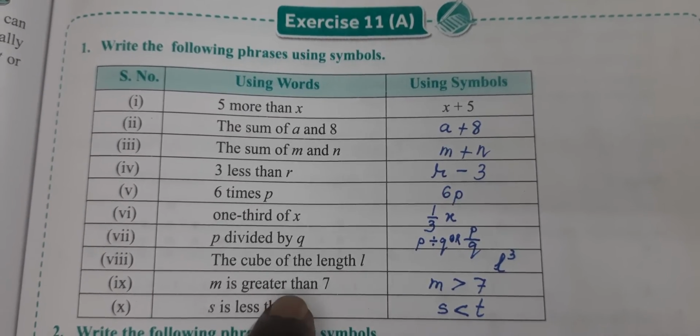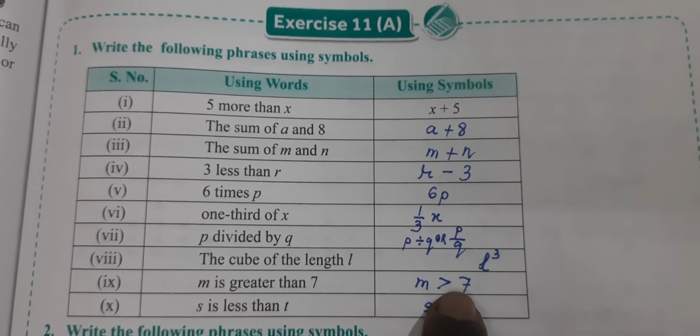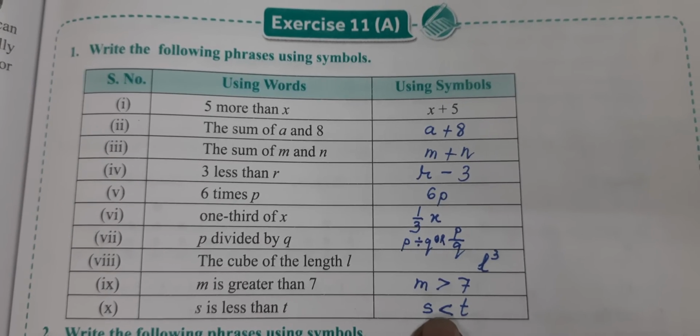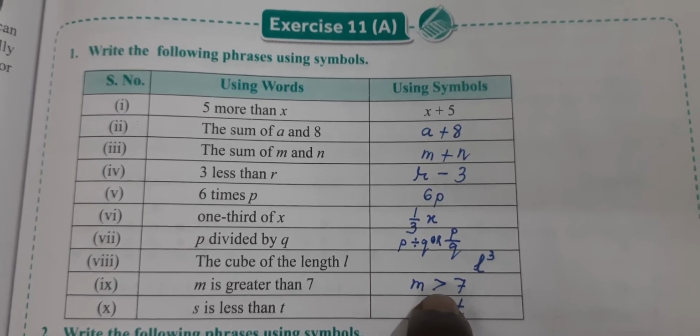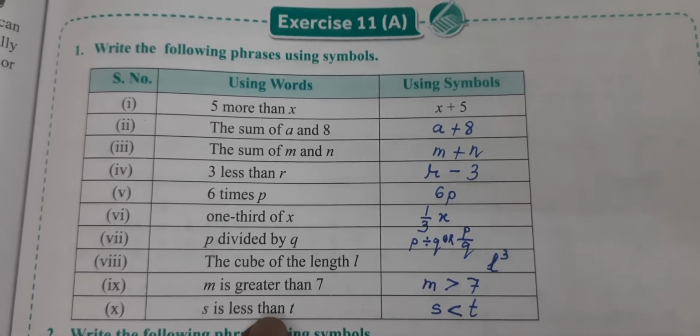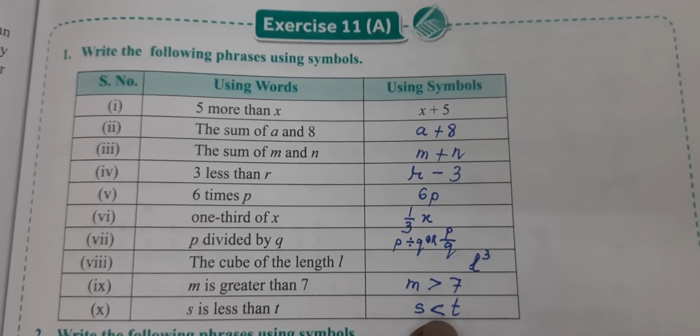M is greater than 7. Now we already know these symbols from previous classes, greater than symbol, less than symbol. So M is greater than 7. This is the symbol of greater than. S is less than T. Here, S is less than T. This is the symbol of less than.